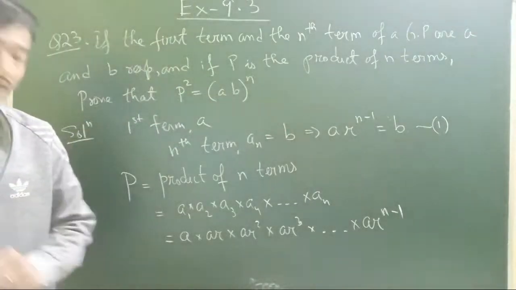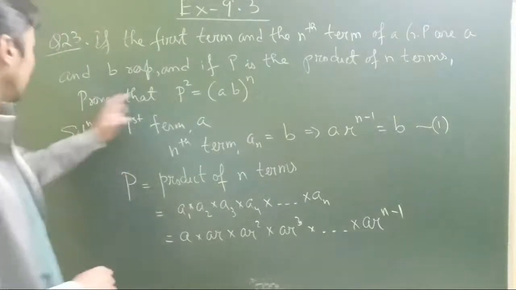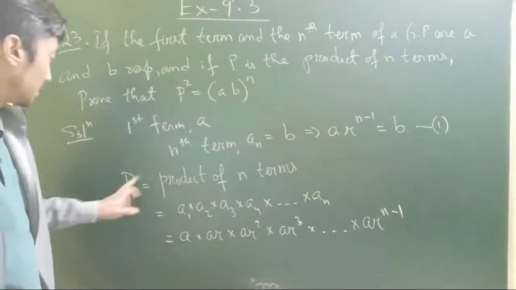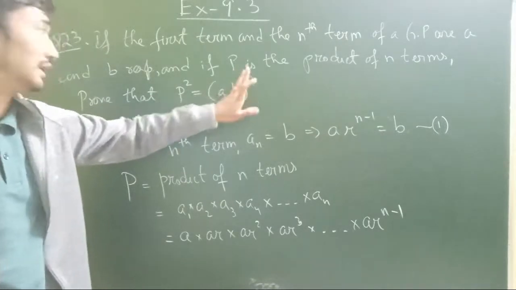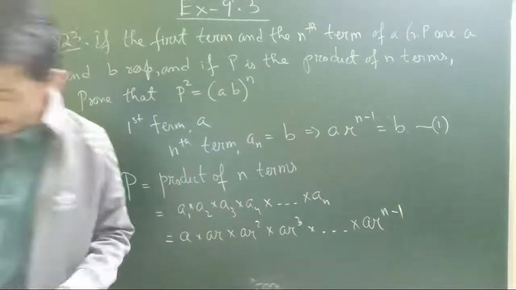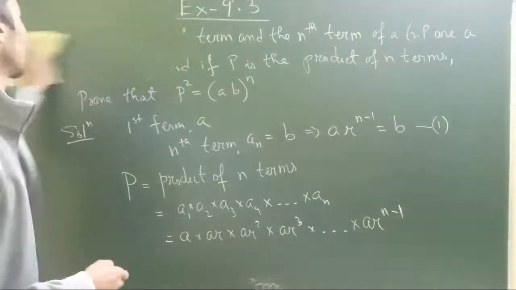Now using this condition, we are supposed to prove that the square of the product P of n terms should be equal to A into B power n. That's what we're supposed to prove. It's not a very big question, so let's try to solve this.